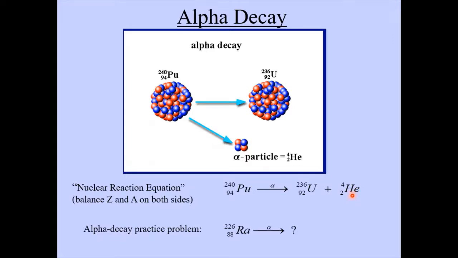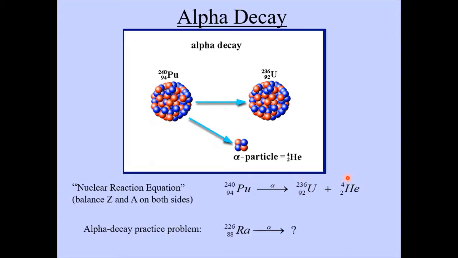Now notice the math here makes this very simple. Down in the bottom we have 94 over here. Over here we have 92 plus 2, which of course is 94. Look at the top: we have 240 over here. Over here we have 236 and 4, which add up to 240.